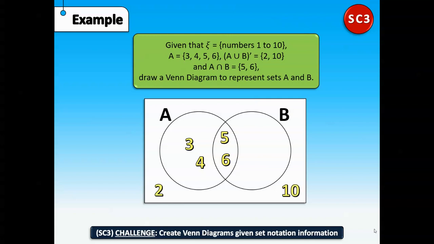2 and 10 are on the outside because that's the complement of A union B. So any other numbers between 1 and 10 must just be in circle B. So that's 1, 7, 8 and 9. And now we've completed the Venn diagram.